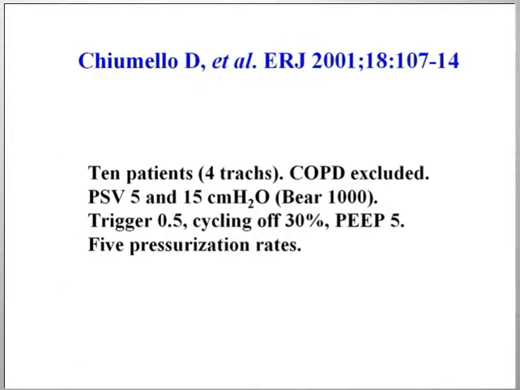In this investigation, Chiumello and co-workers studied an assorted group of patients, excluding those who had chronic obstructive pulmonary disease. These investigators ventilated these individuals with two different levels of pressure support, 5 and 15 centimeters of water. The triggering was set at 0.5 liters per minute. It was a flow triggering system. The cycling criterion was at 30% of peak inspiratory flow, and the external PEEP was 5 centimeters of water.